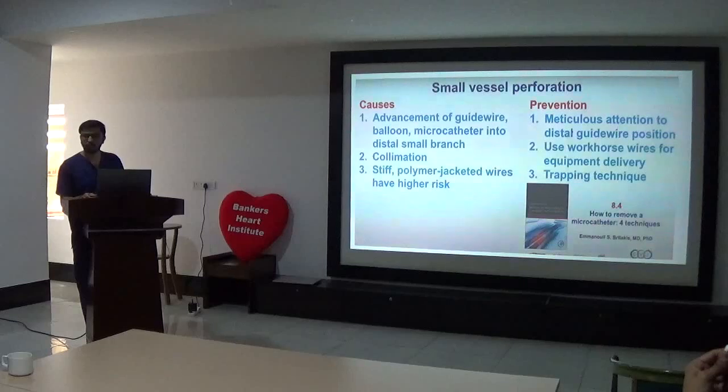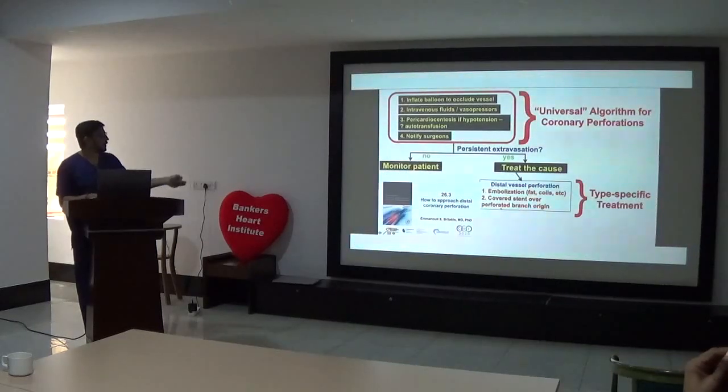Frequently we have to check the status of our distal guide or distal wire. Use the soft workhorse wire for equipment delivery. Once they insert the hardware, we can then change to the soft wire. So this kind of workhorse wire, soft, floppy wire, and trapping technique. Again, what about distal vessel perforation? What can we do? We can embolize with fat, coil, or cover stent if the bleeding is not under control.